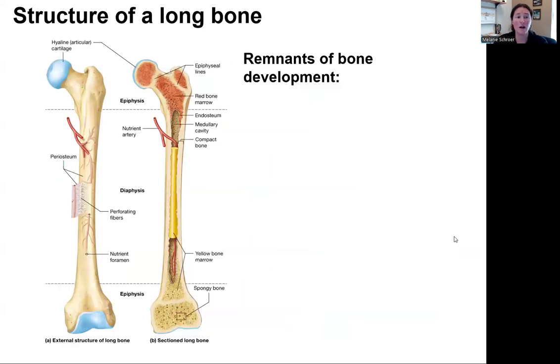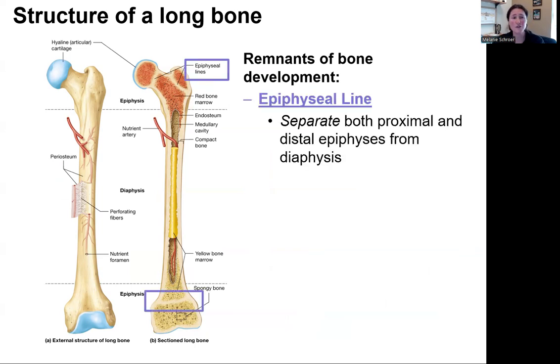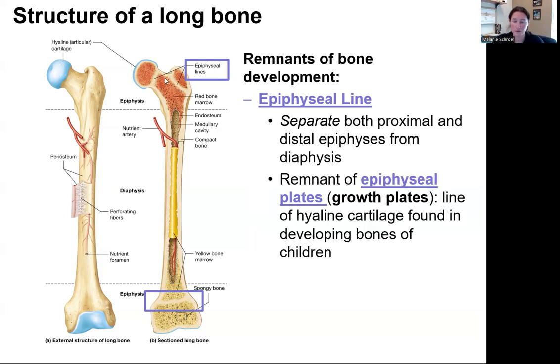In the long bone, we have a couple of different structures in an adult bone that are kind of left over, a scar remnant of our bone development as we grew up. First of all, we have essentially what used to be our growth plates. These are called epiphyseal lines, and we can see here it's a little bit of compact bone passing through the spongy bone. We always have at least one on the proximal epiphysis and the distal epiphysis, right? Proximal closer to the body, distal farther from the body.